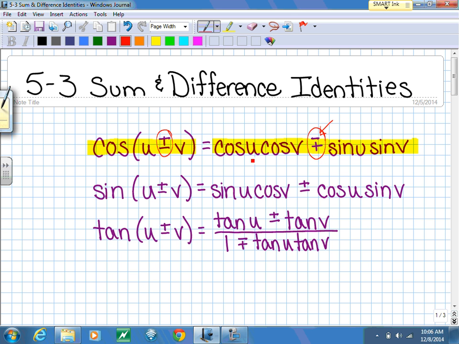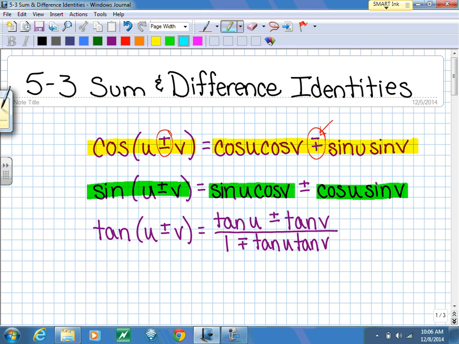But we're going to take the cosine of the first angle times the cosine of the second angle, subtract or add, the sine of the first angle times the sine of the second angle. For sine, it looks very similar. Sine of two angles being added or subtracted. This time, instead of cosine and cosine, you're taking the sine of the first angle times the cosine of the second angle, plus or minus the cosine of the first angle times the sine of the second angle.